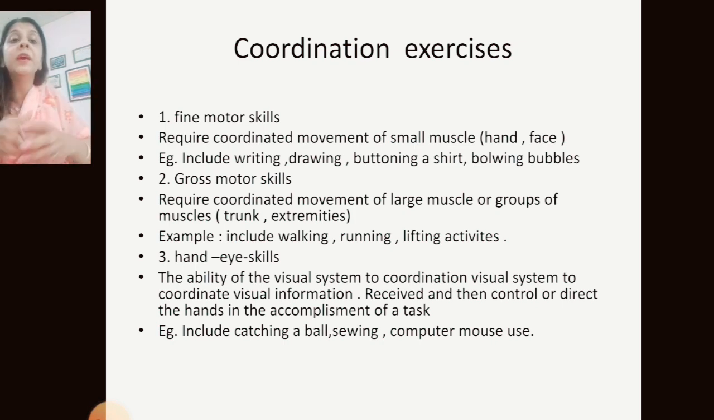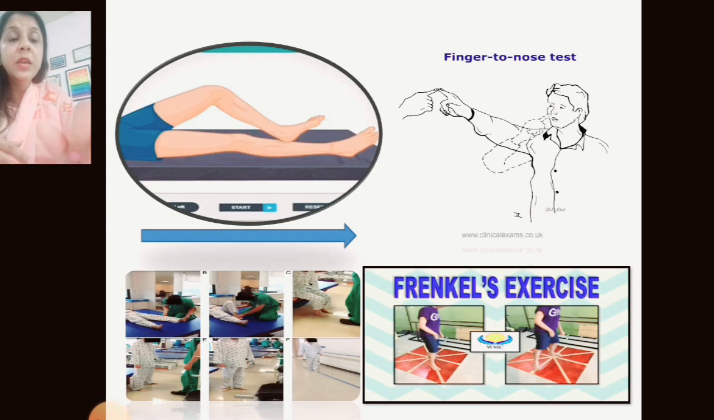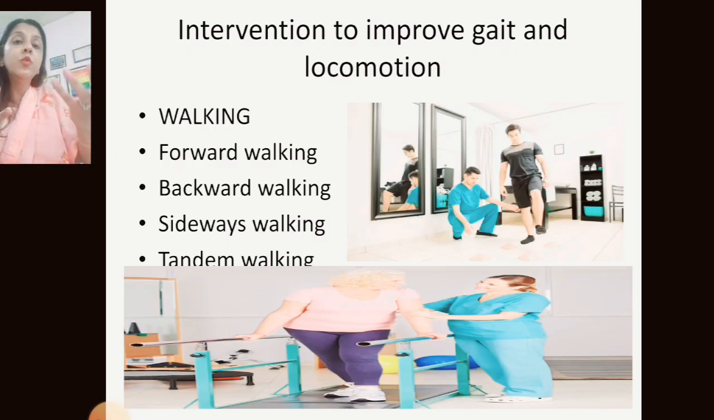Based upon that, if we are treating fine motor skills, we are working on the small muscle groups. If we are treating larger muscle groups, we are treating gross motor skills like walking, running and lifting activities. If we are working on smaller muscle groups or fine motor skills, then we work on writing, drawing, buttoning, etc. So those are all coordination exercises. There are so many exercises to improve coordination. We have Frenkel exercises, heel to knee exercises, and simple flexion, extension, abduction and adduction in sitting or lying position. Those are all exercises to maintain the coordination of movement. So that is all about how we improve balance.